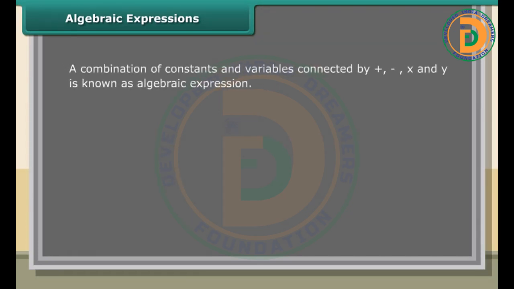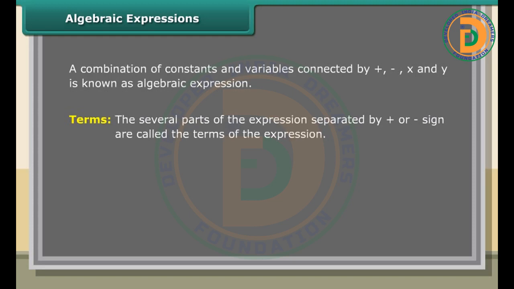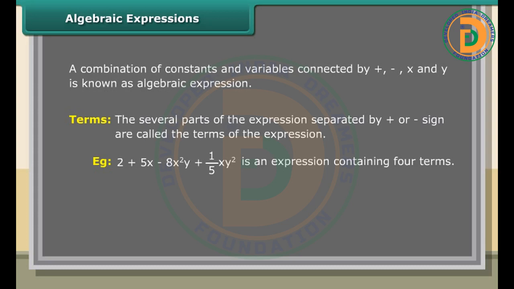Algebraic expressions. A combination of constants and variables connected by plus, minus, multiplication, and division is known as an algebraic expression. Terms. The several parts of the expression separated by plus or minus sign are called the terms of the expression. Example, 2 plus 5x minus 8x square y plus 1 upon 5 xy square is an expression containing 4 terms. They are 2, 5x, minus 8x square y, and 1 upon 5 xy square.